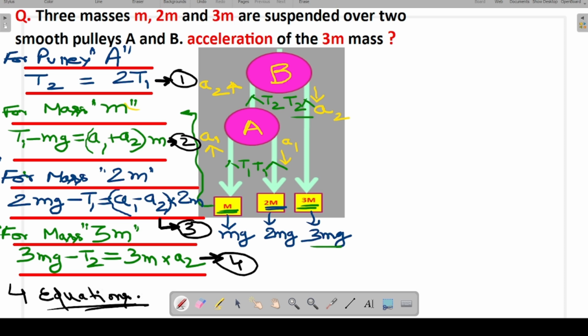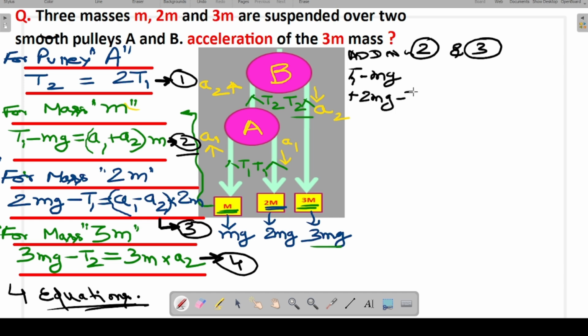Now do one thing: add both the equations, that is equation number 2 and 3. When you add both the equations 2 and 3, you can see we will come up with a relation. Let us add the LHS of equation number 2 and 3 to get the LHS of the resultant equation, and the RHS of equation number 2 and 3 to get the RHS of the resultant equation, right?